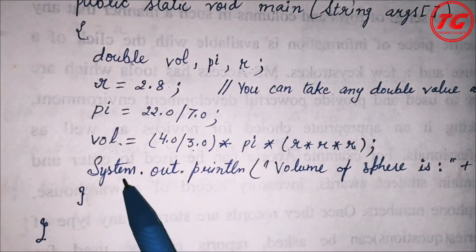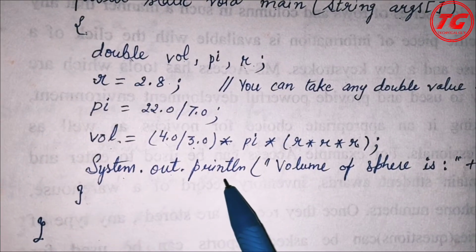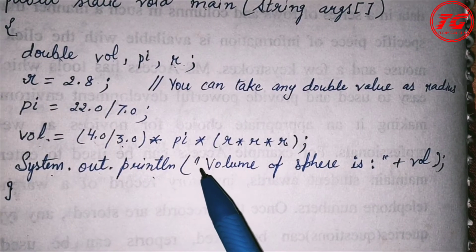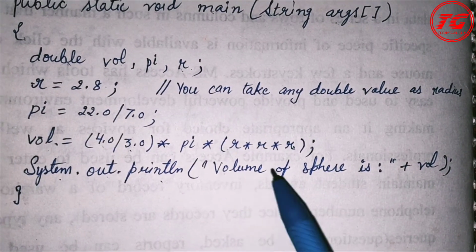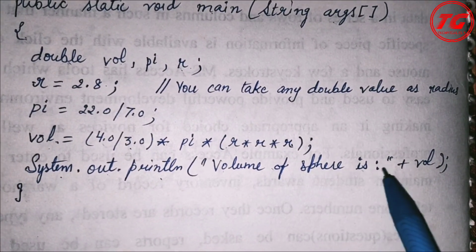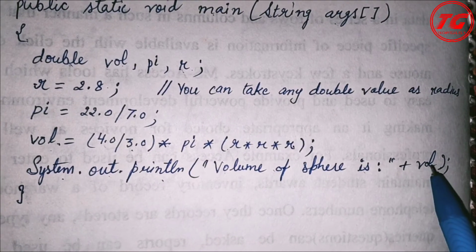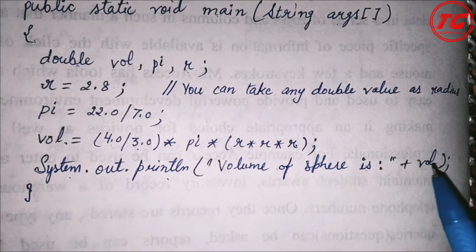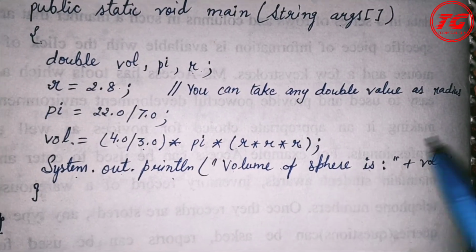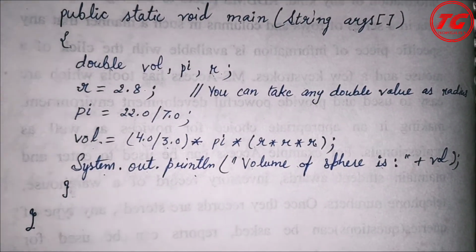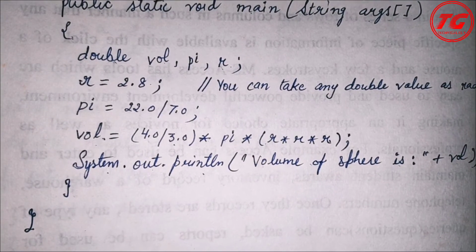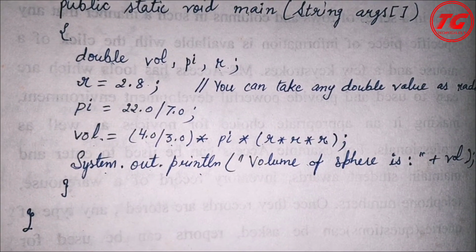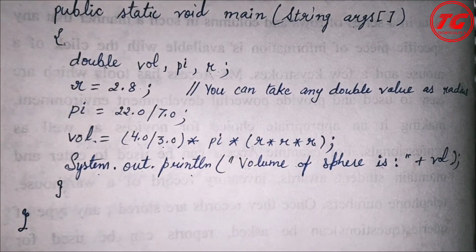Then we have next line, that is system.out.println. So this line will print the volume. So here we have printed a message, volume of sphere is colon plus vol. So the value of volume variable will be printed as a volume of a sphere. So here I will show you this program, and you can also see its output.